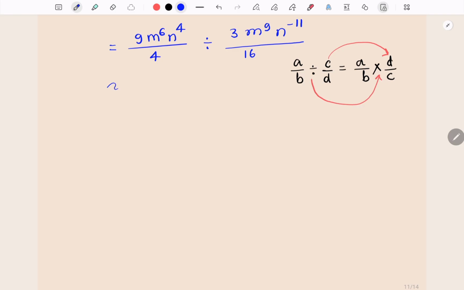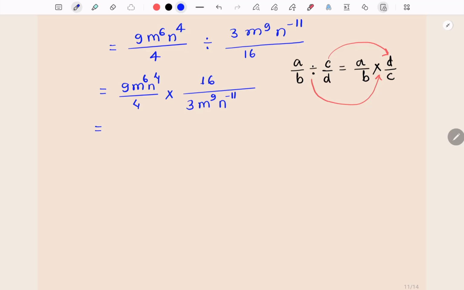So if we use that principle here, we will have 9 m raised to the power 6 n raised to the power 4 over 4 multiplied by 16 over 3 m raised to the power 9 and n raised to the power negative 11. I have changed this sign of division to multiplication by taking the reciprocal of the second fraction.